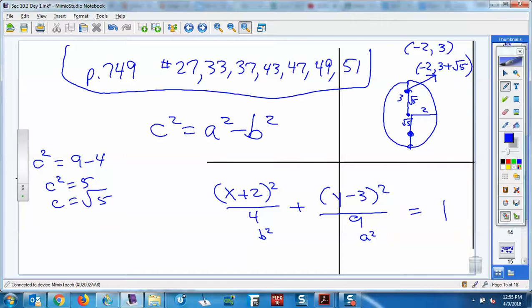Look at me. Are you on 37? Okay. 5. I guess you. Well, you find the radius. One sec.